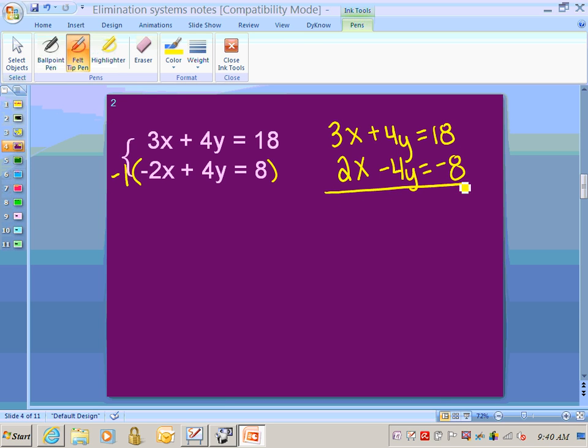Okay, now if we add them together, is one of them going to add up to 0? Yes. So this gives me 5x equals, very good, 5x equals 10. Then what? Divide by 5 so that x equals 2.